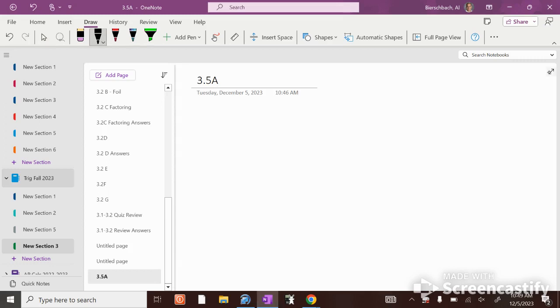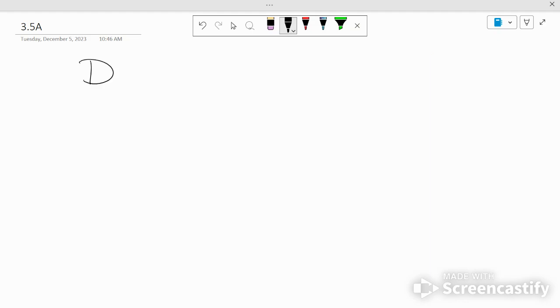So we're going to work on double angle identities today. Double angle identities. So our double angle identities are as follows.